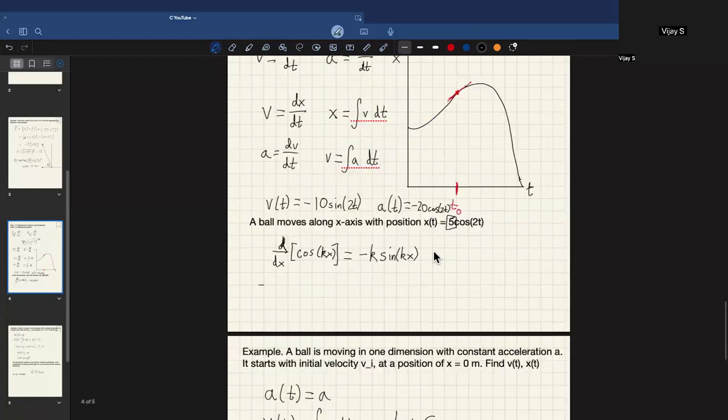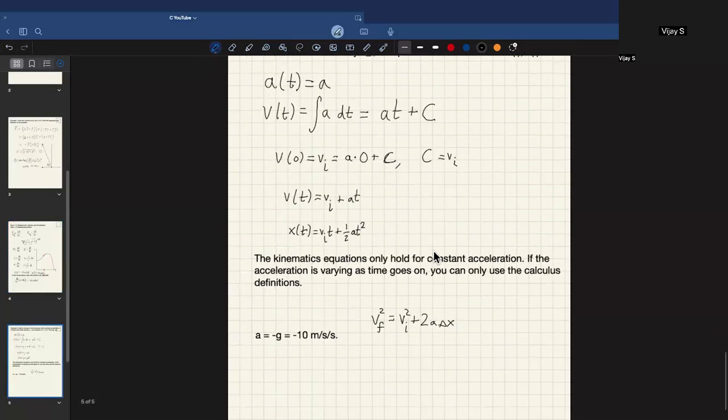And all of that being said, the very important point, and I know I've said this a few times, but I just want to say it as the last point in the summary: you cannot use the kinematics equations everywhere. You can use the calculus definitions everywhere for velocity, position, and acceleration, but the kinematics equations only hold if your acceleration is completely constant across all points in time.